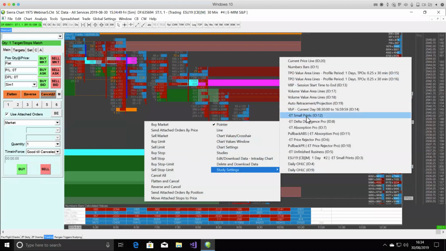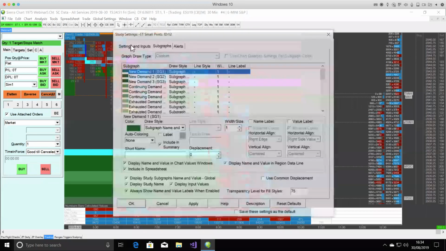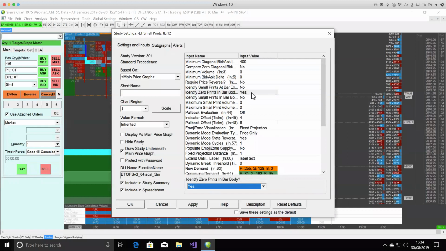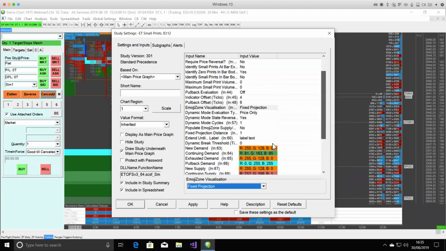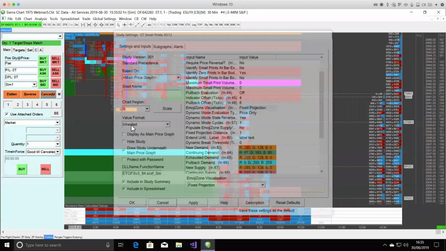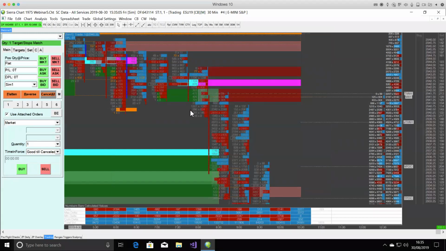Let's just bring it up. I've got small prints here. I'm using small prints to identify zero prints in the bar body of a 30-minute candlestick and just fix projection. So I just actually want an orange block, whether it's demand or supply, just to draw my eye to where we've got a zero print. On the 30-minute chart, I can look back 3 or 4 candles. I'm not trading that much during the day, but this area gets interesting to me. I'll also show you how we can start to use this stuff for scalping.